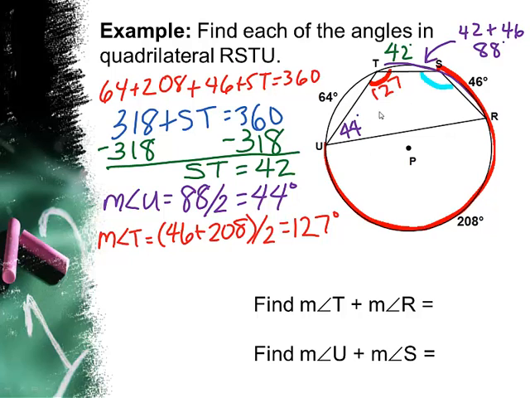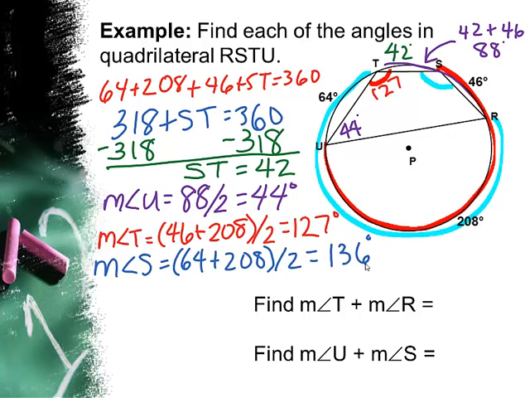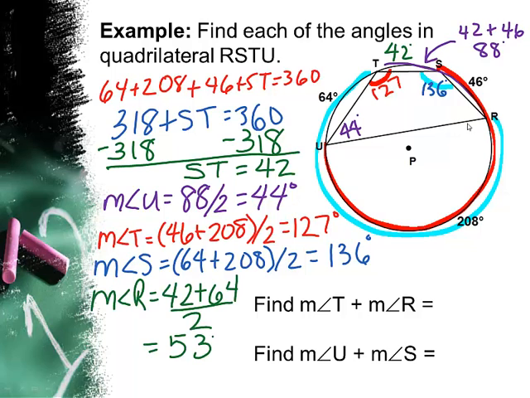For angle S, it also subtends a very large arc, 64 plus 208, divided by 2 because it's an inscribed angle, and I get 136. Last but not least, angle R is just 42 plus 64, divided by 2, and I get 53. Now take a quick look at the quadrilateral and look at angle T and R.